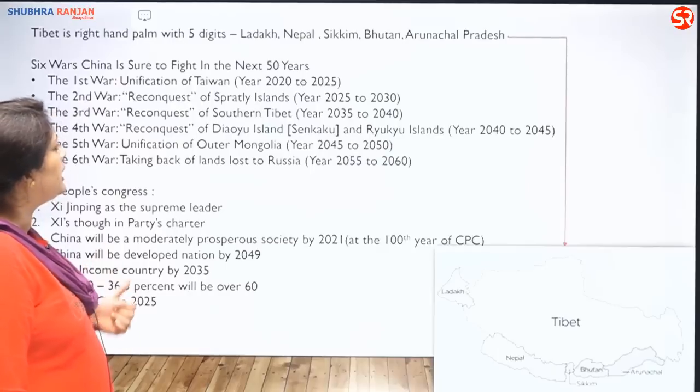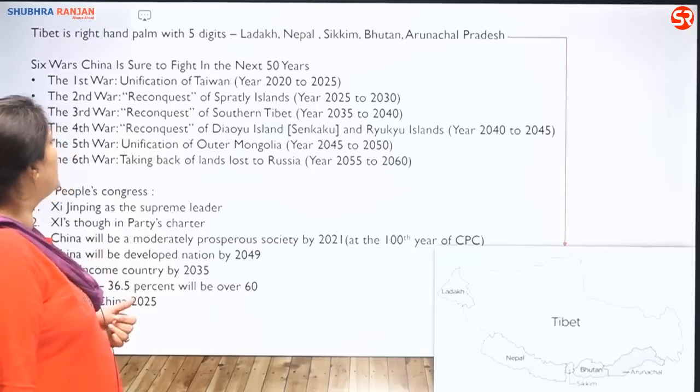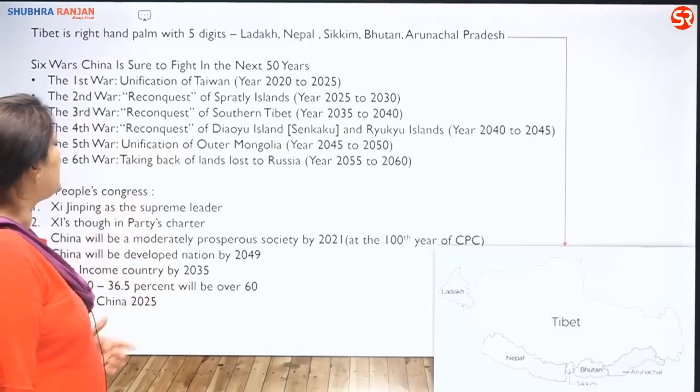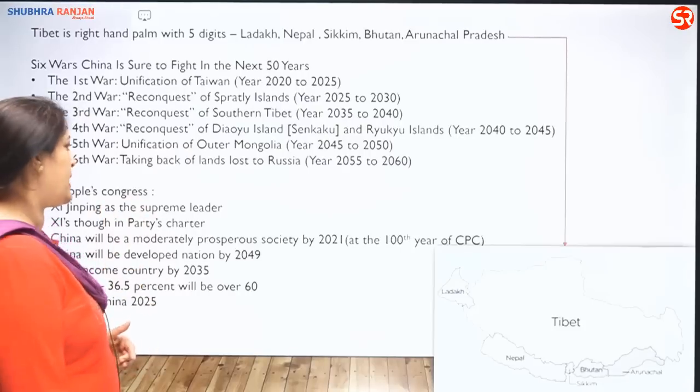Then Diaoyu or Senkaku Island. Then unification of Outer Mongolia. And then taking back the Siberian lands from Russia.